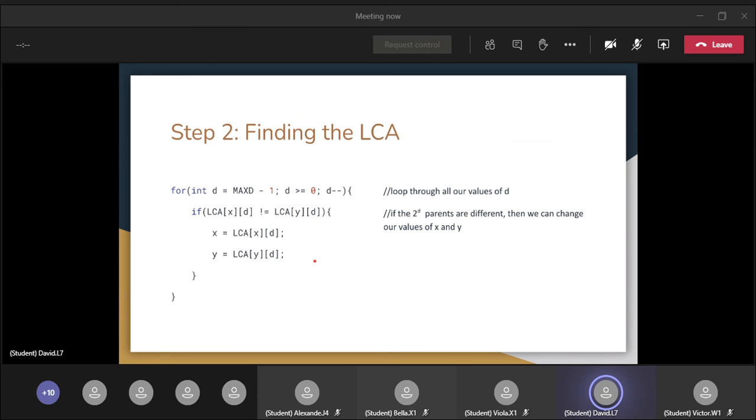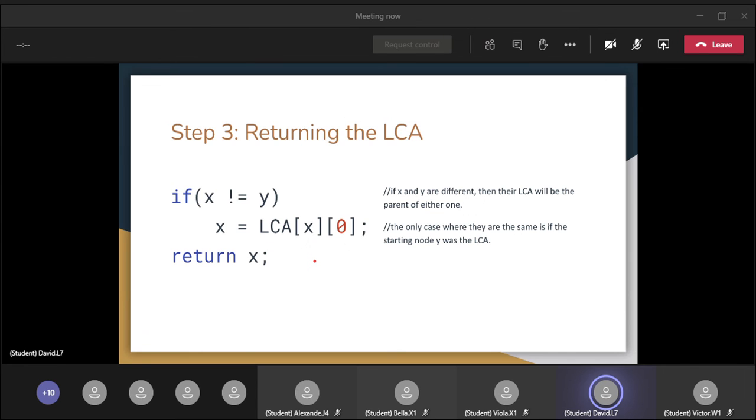And then once we've done all of our jumping, we get to step 3, which is the final step, which is just to return the LCA. So if X and Y are different, then that means that the LCA is just the parent of either one of them. So then we can just set either node to its parent. I just chose to set X to its parent, and then we just return X.